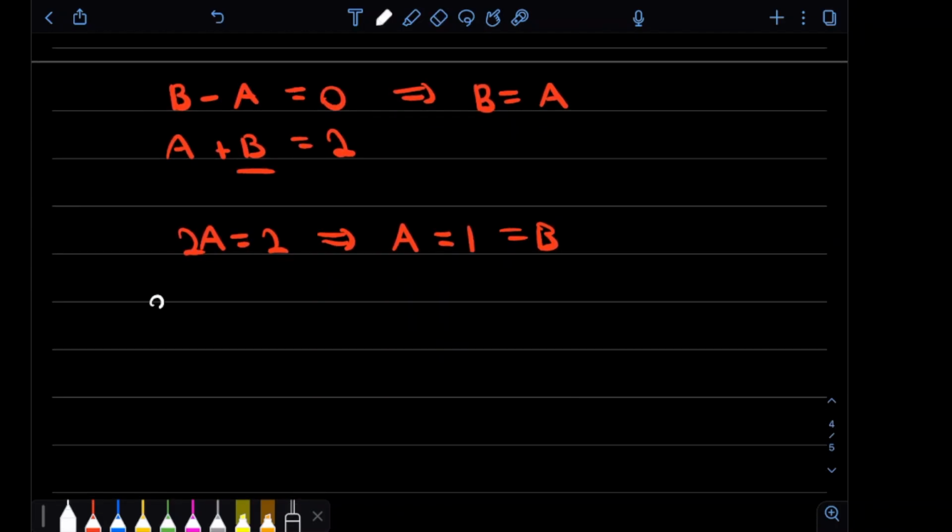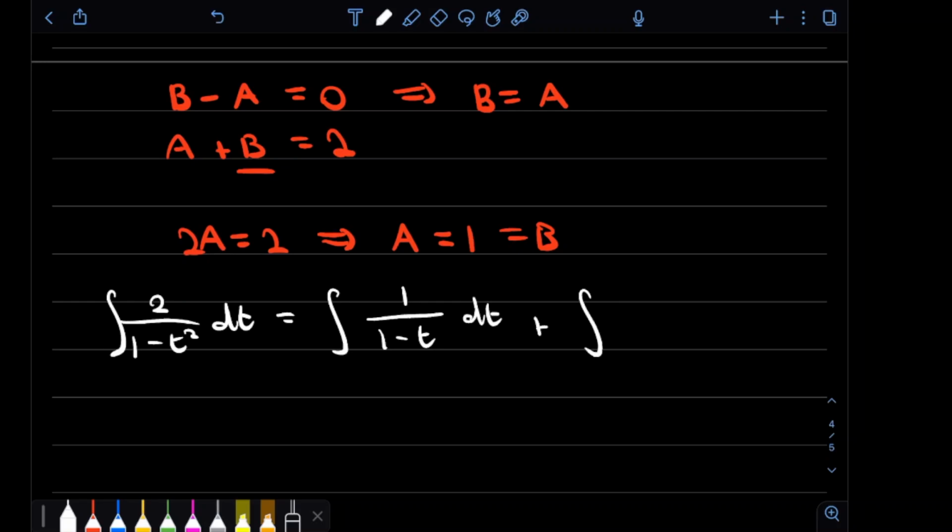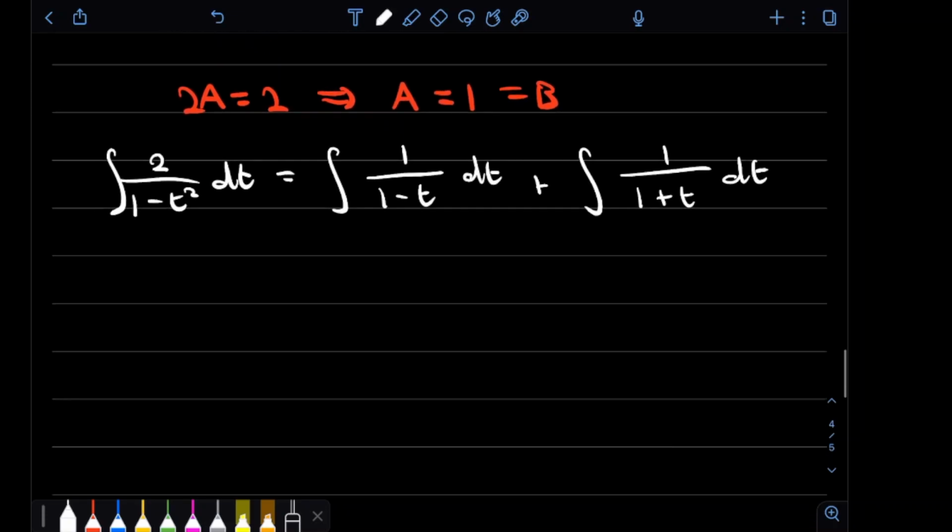So I'll write the integral back in white here again. So we get the integral of 1 over 1 minus t squared dt. And then we can split that into the integral of 1 over 1 minus t dt plus the integral of 1 over 1 plus t dt. Convenient.